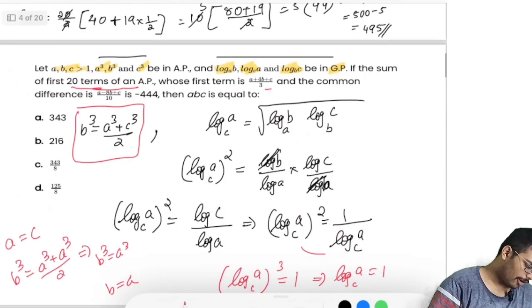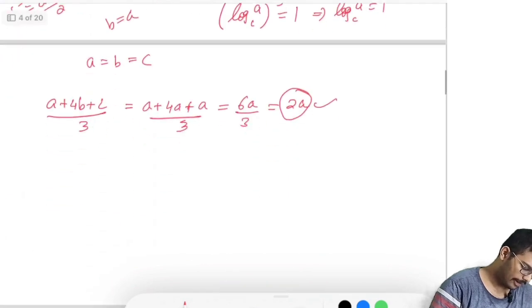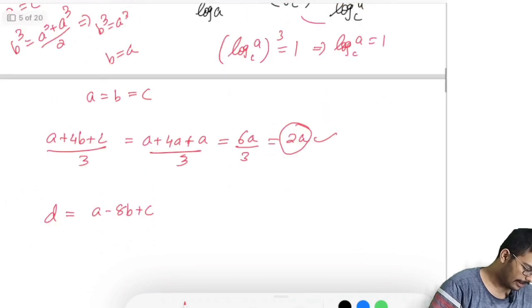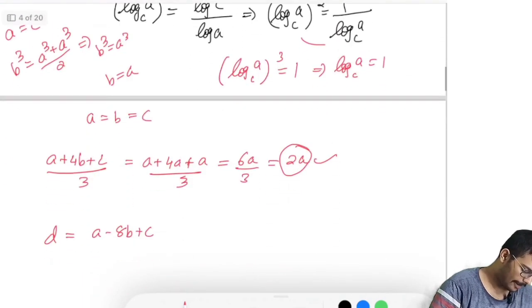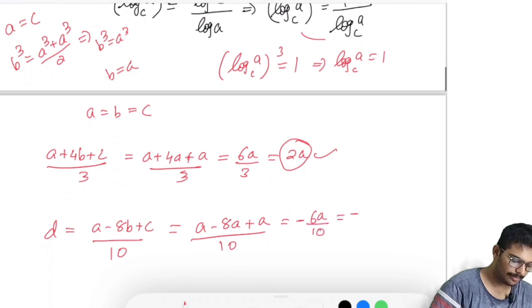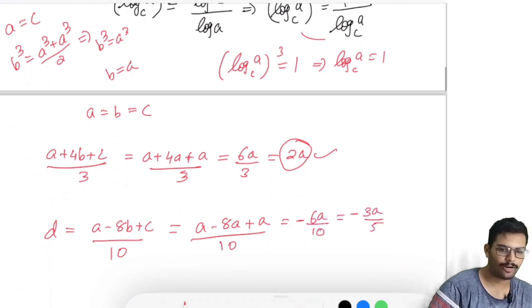And what is the common difference? a minus 8b plus c divided by 10. The common difference for the new AP will be d equals a minus 8b plus c divided by 10, which is equal to a minus 8a plus a divided by 10, which is equal to minus 6a divided by 10, which is equal to minus 3a by 5. This is the common difference.